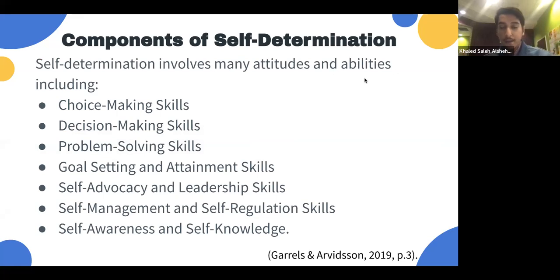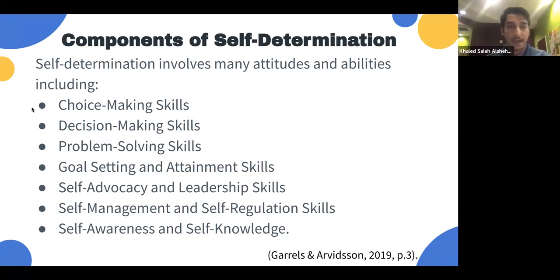To understand self-determination, we should understand the choice making skills, the decision making skills, the problem solving skills. All of these skills, finally, create self-determination. I will give some points about the choice making skills. It is the ability to analyze and express a preference between two or more options, and also the decision making skills, the ability to analyze and choose the appropriate decision for a specific situation.